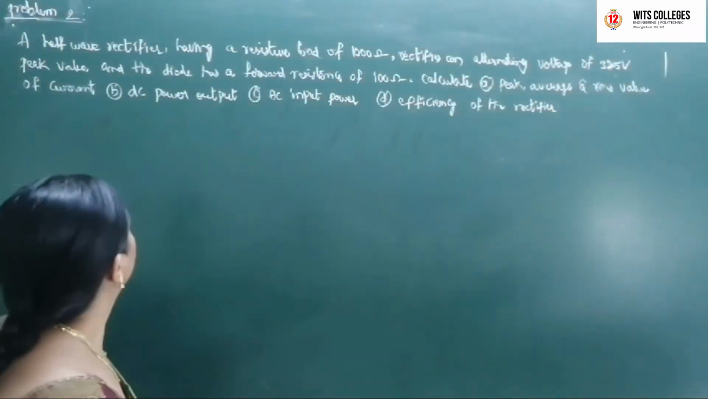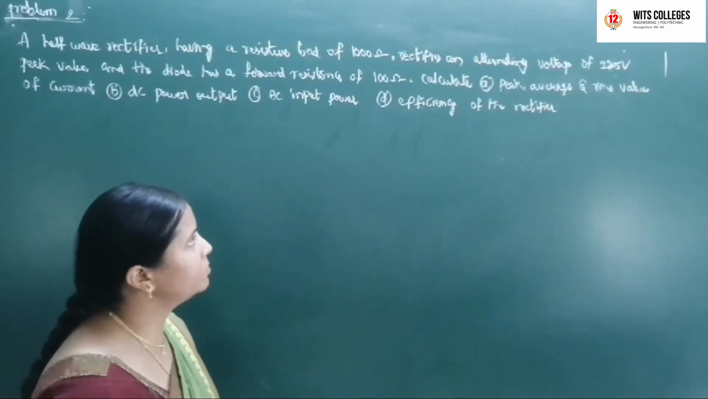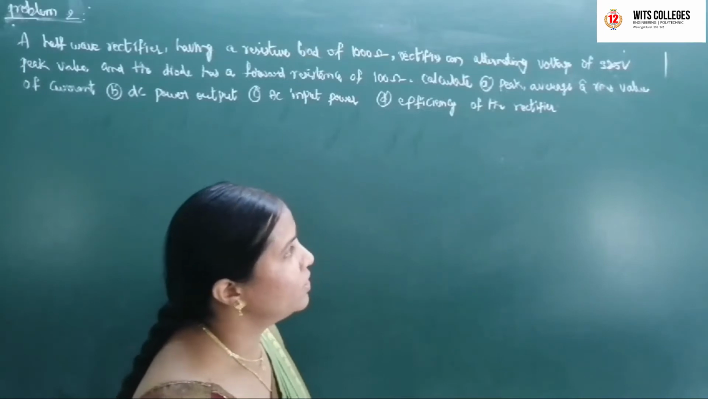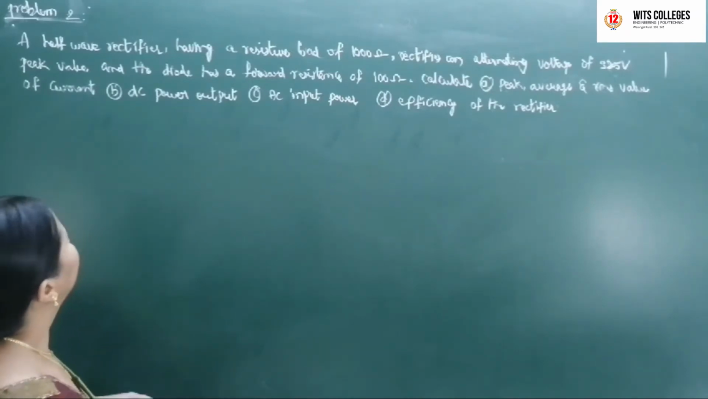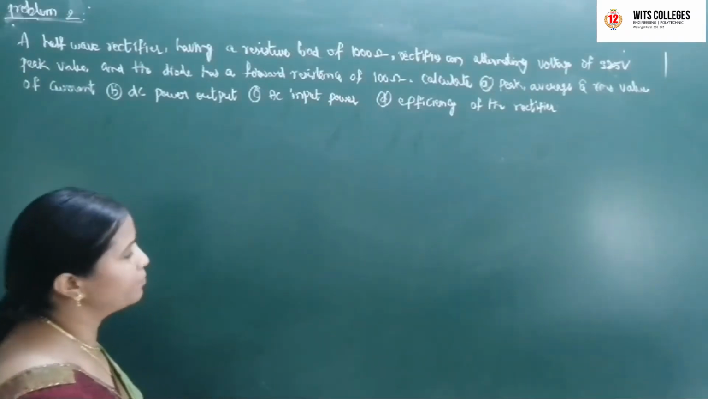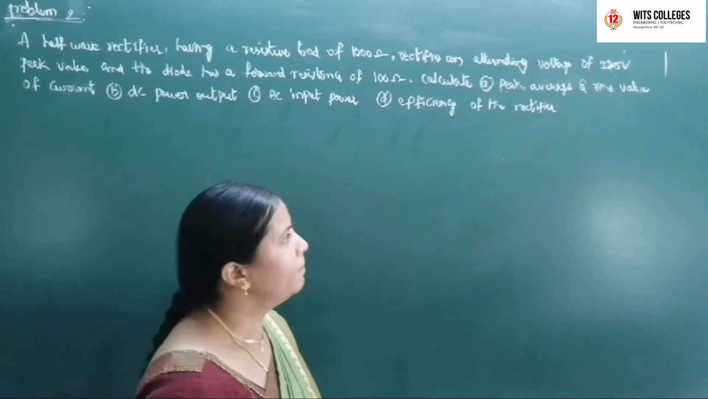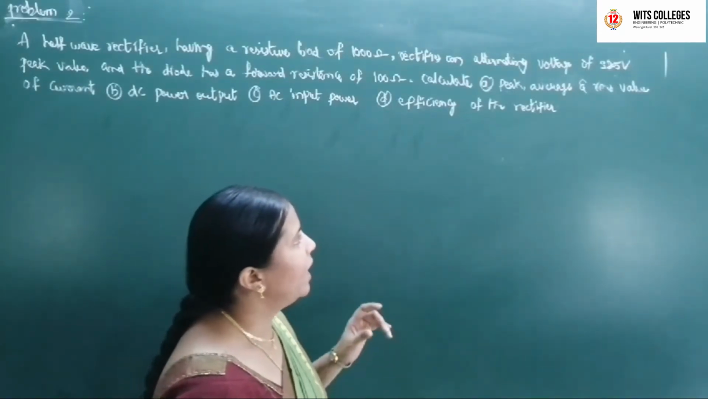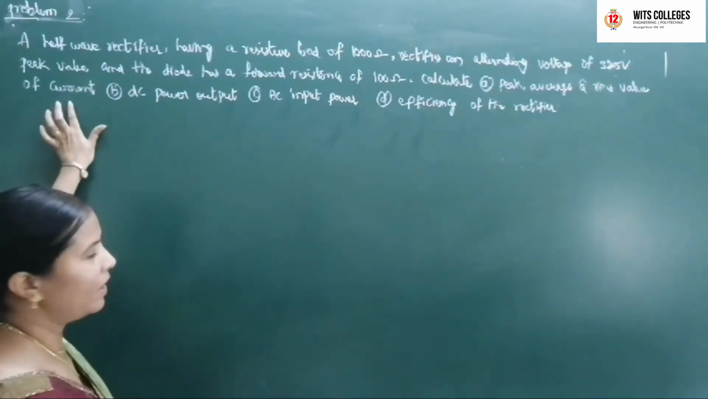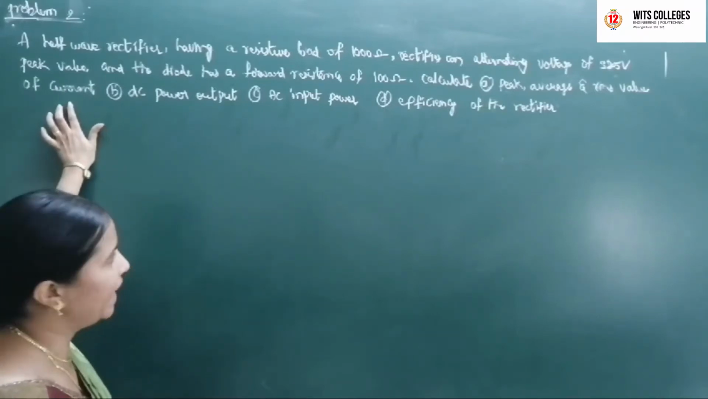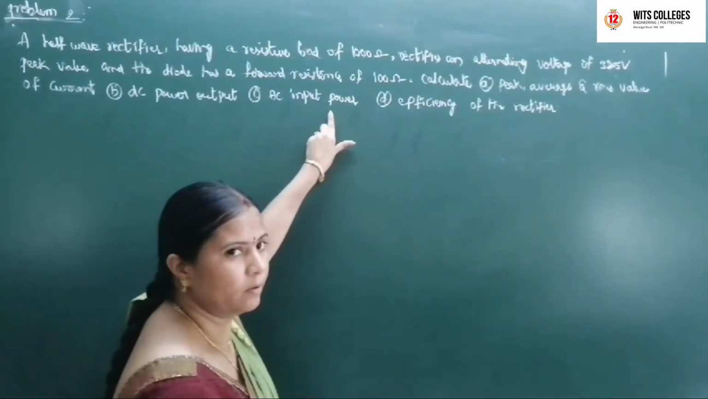Next problem: a rectifier having a resistor load of 1000 ohms rectifies an alternating voltage of 325 volts peak value, and the diode has a forward resistance of 100 ohms. Calculate the peak, average and RMS value of current, the DC power output, the AC input power, and the efficiency of the rectifier, eta.